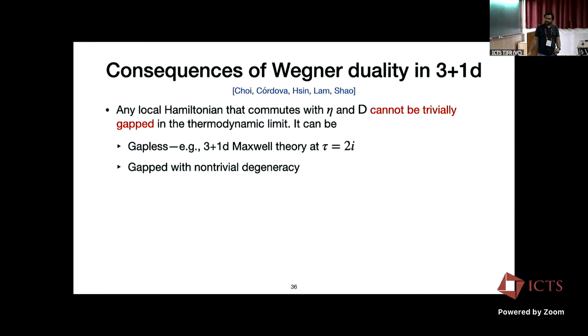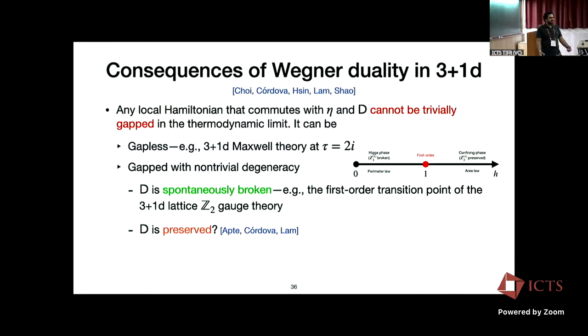And now, because we are in higher dimension, there are two possibilities for the gap. Either the Wegner duality symmetry is spontaneously broken, which is what happens at this first order transition point in the lattice gauge theory, or it could be preserved. For example, there could be a TQFT that's invariant under Wegner duality. I think this is almost excluded in this paper, but there are still some caveats here, so I'm not sure. I think it's still open. It's still not settled. But okay.